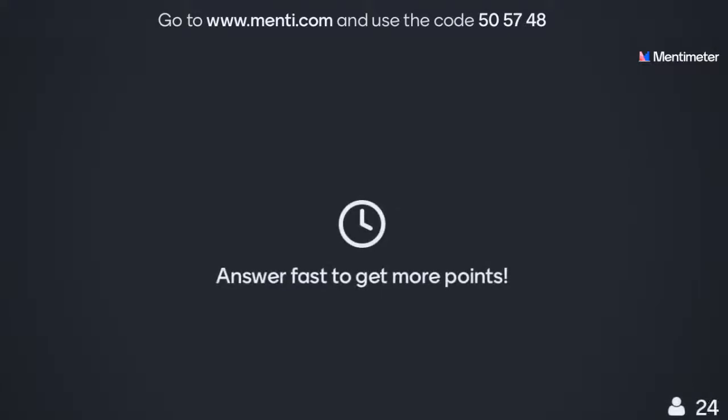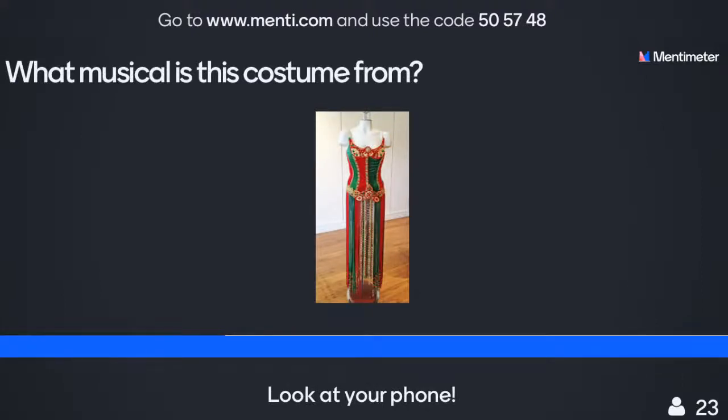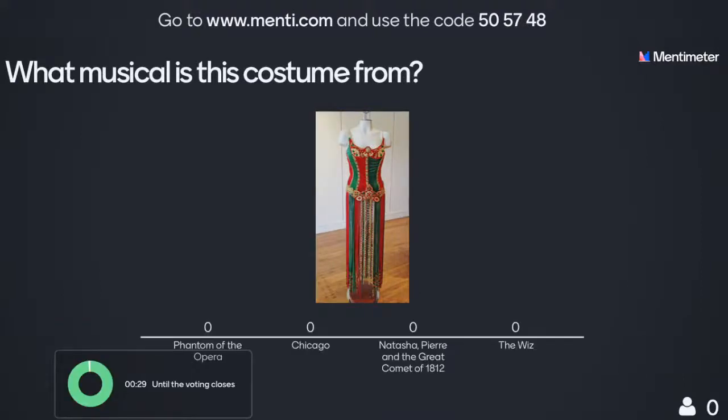Okay, so, this one is Fastest Finger First, I believe. Which musical is this costume from? It's a little red and green number, very Christmassy, although that's given nothing away. Your options are Phantom of the Opera, Chicago, Natasha, Pierre and the Great Comet of 1812, or The Wiz. I think I know which one this one's from. Yeah, I think I would know this one as well.